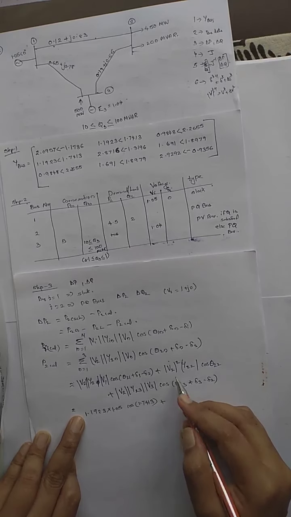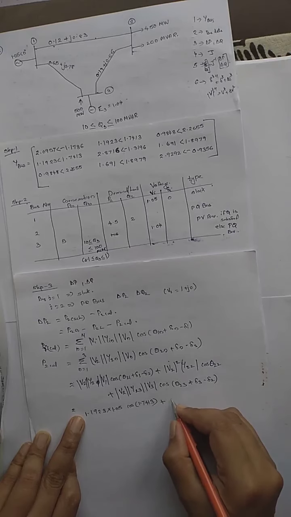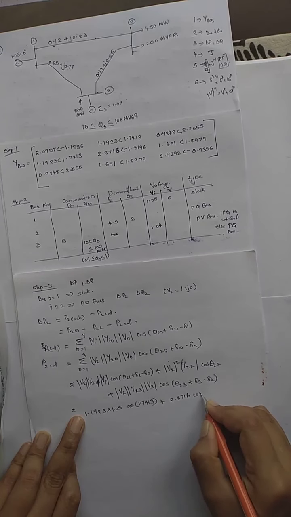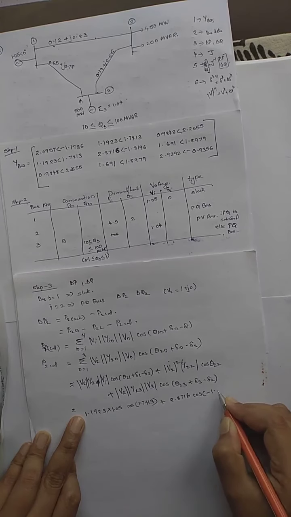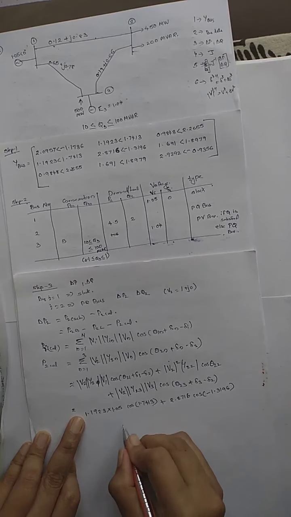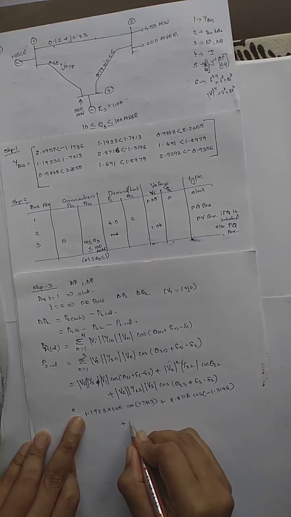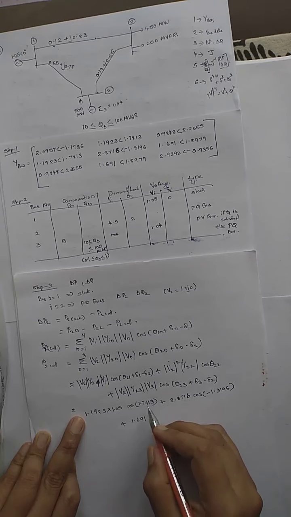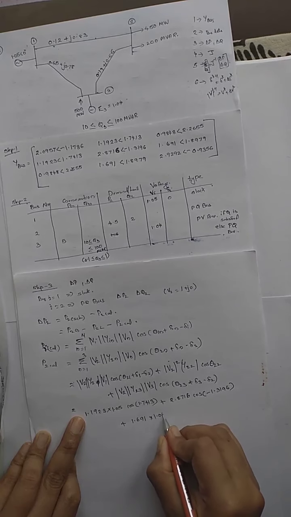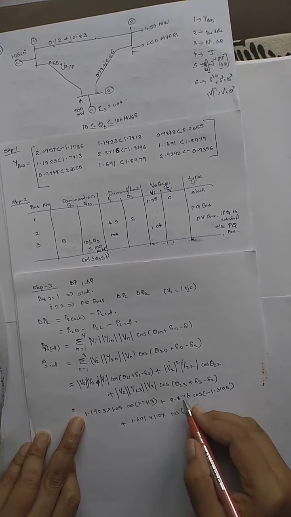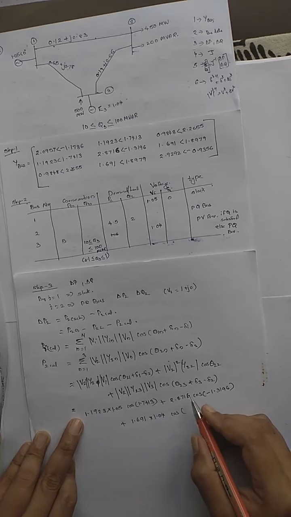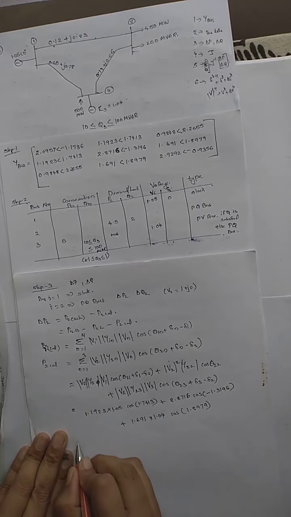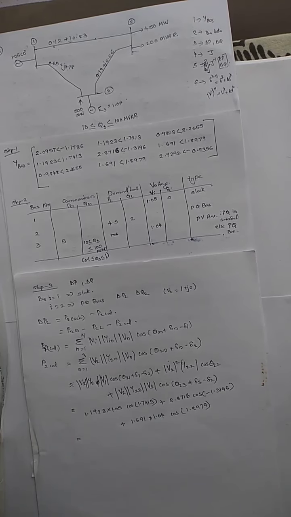V2 square value is 1, and Y22 value will be 2.8716 into cos of theta 22, that is 1.3196, plus V2 value is 1, Y23 value is 1.691, V3 value is given as 1.04 into cos of theta 23. What is the theta 23 value? Theta 23 value is 1.8979. So this value we have to find out, and we have to do our calculation.